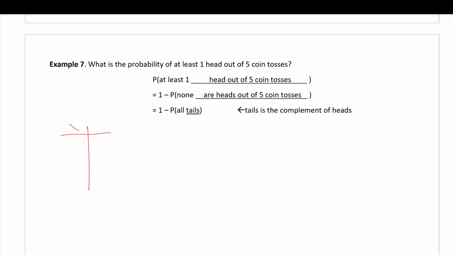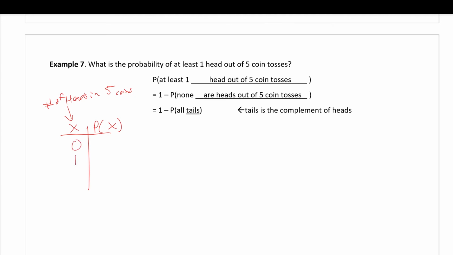We have X, which is the number of heads in 5 coins, and then the probability of X. Now the smallest number this can be is 0, because you can have essentially 0 heads. That means that all the coins came out to be tails. That should be a pretty rare occurrence, but that's possible.